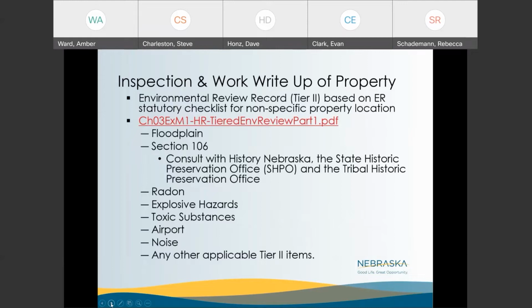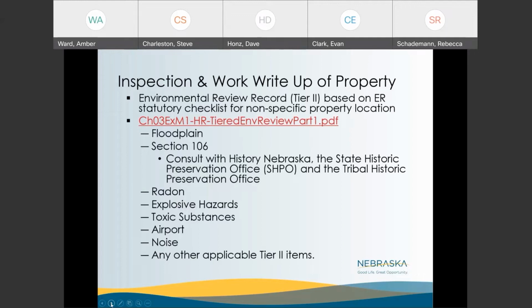Your environmental review record, or your tier 2. So your project is selected for award. As you're doing your special conditions, you'll do the initial environmental review record. There are always going to be items that you're unsure of because you don't know the actual units or the location of the units. So you'll have to do your tier 2 based on that specific property.